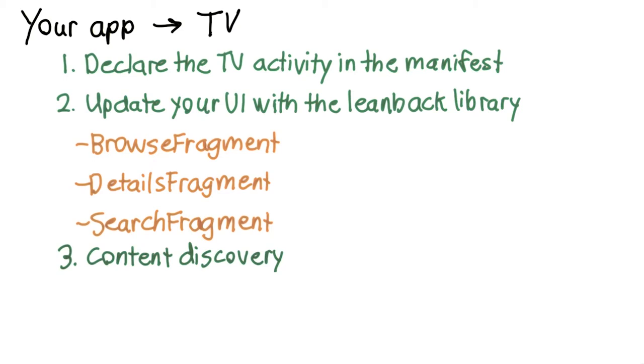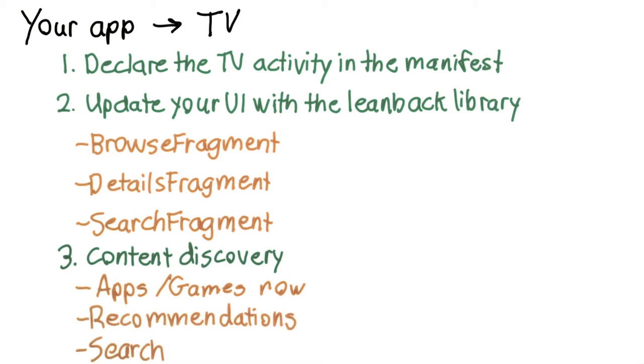The third and final step is to make your app and content available to the user. In the first step, you will have declared the Leanback Launcher Intent filter so that your app shows up in the Apps row on the home screen. To have it show up in the Games row instead, you just need to set isGame to true in the manifest. There's also the opportunity for your content to appear in the Recommendations row or through Search.